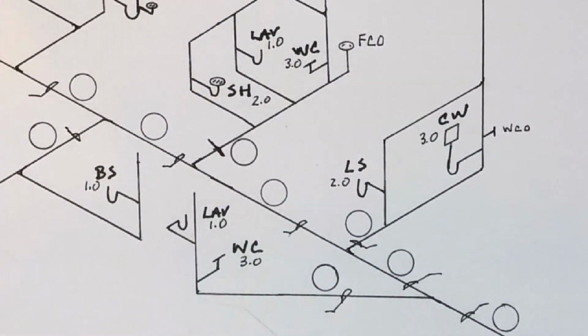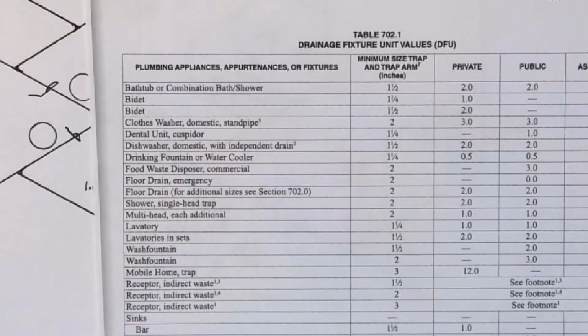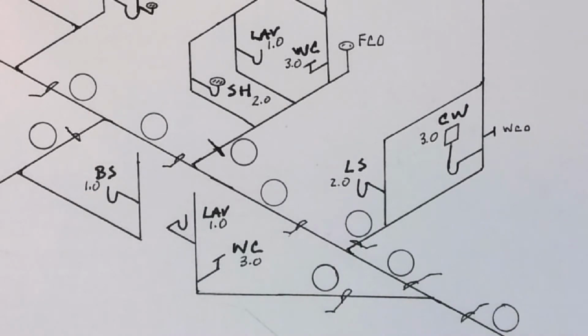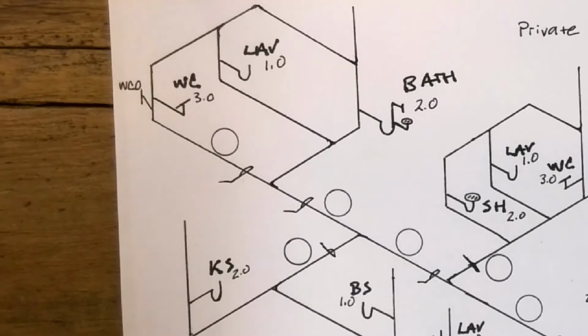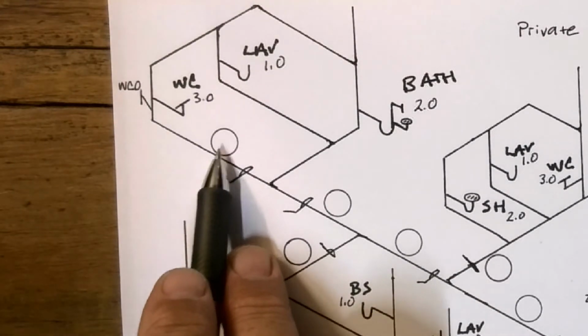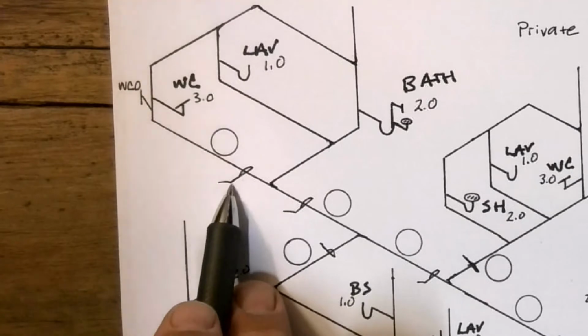So here we have our entire system, and now that we're done utilizing this table, we can do away with it, and we'll push that off to the side. We don't need it anymore. I went ahead and circled some of the areas that I want to discuss. This WCO is a wall cleanout, by the way. This circle is going to be my fixture unit value. And this little area here is going to be for the size of pipe.